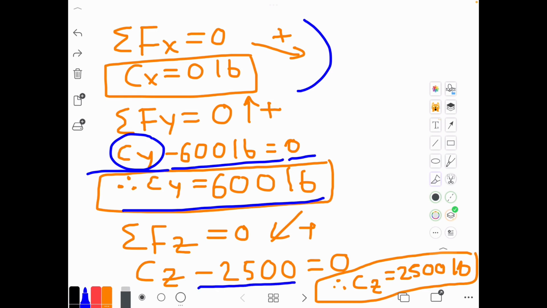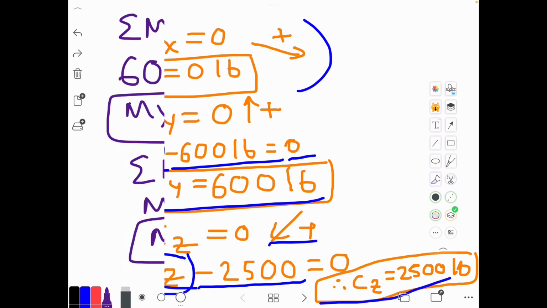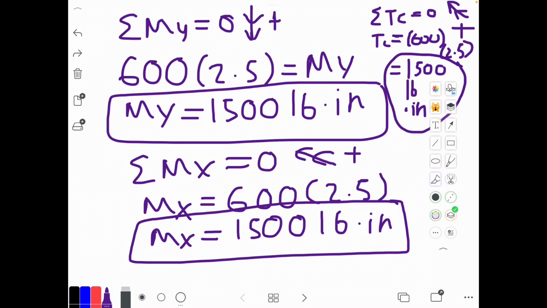Because that 2,500 pounds is going into the page, it's going to be negative, because we just said out of the page is positive. Cz therefore is going to be positive because we have assumed the Cz is going to be into the page. Doing this, we find that our Cz is 2,500 pounds. Now that we have found our forces, we have to find the moments and torques that we have.